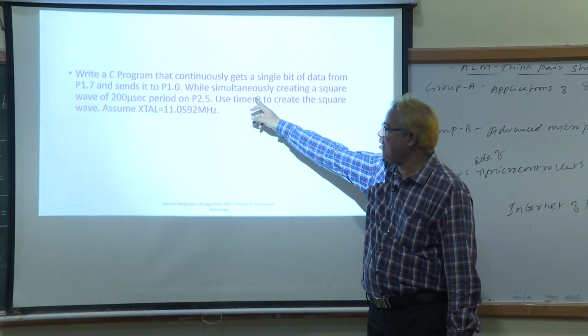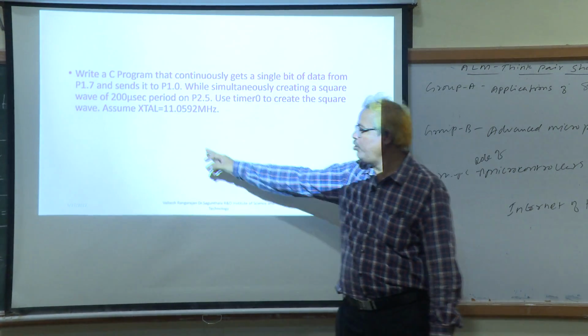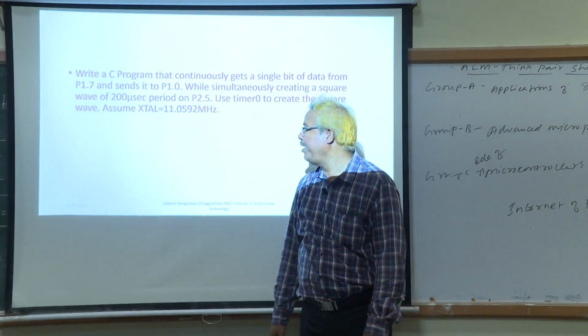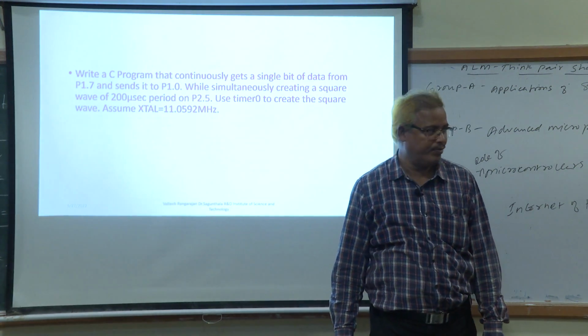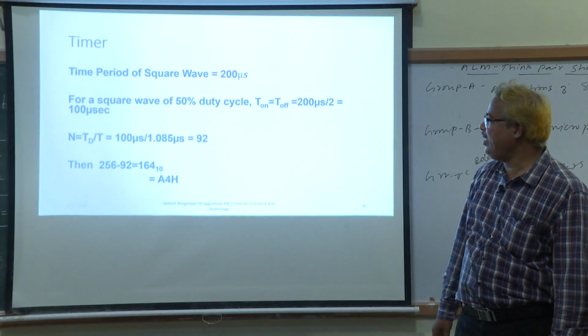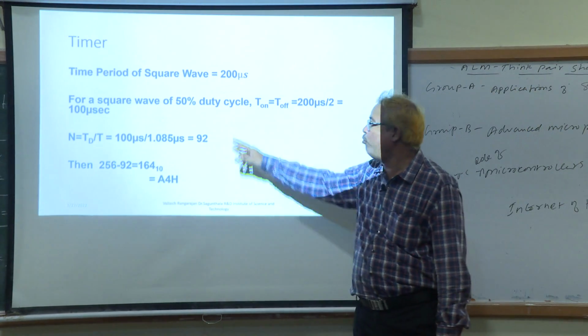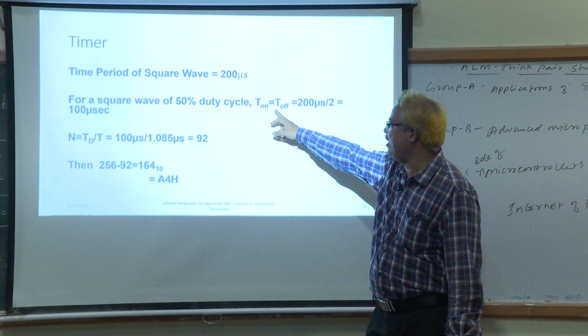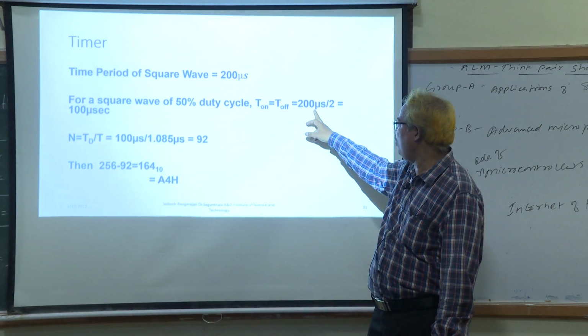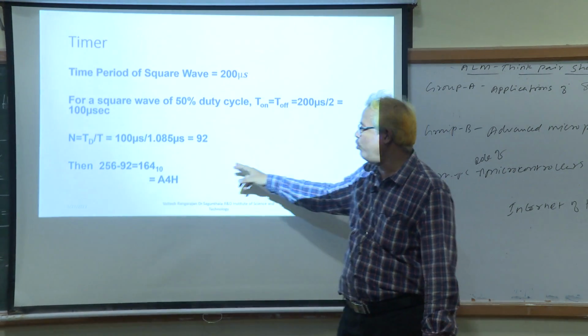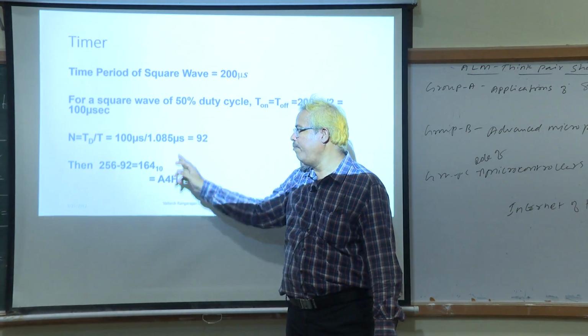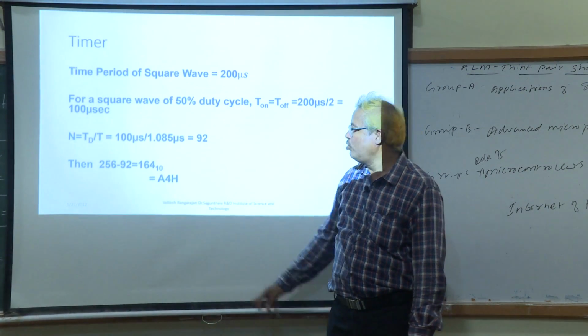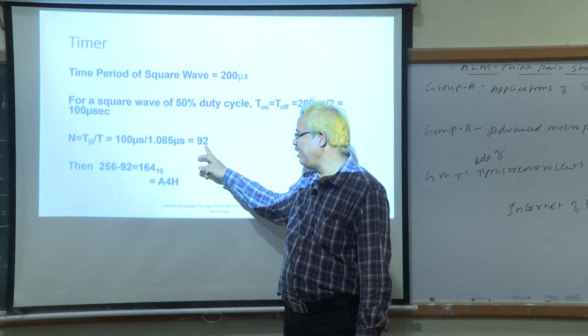So we are using timer 0 here. Assume the crystal frequency is 11.059 megahertz. Then in order to create the square wave of 200 microseconds, we need a 50% duty cycle. T on is equal to T off, 200 microseconds divided by 2, which is 100 microseconds. Divided by 1.085 microseconds, the step delay, the value is 92.